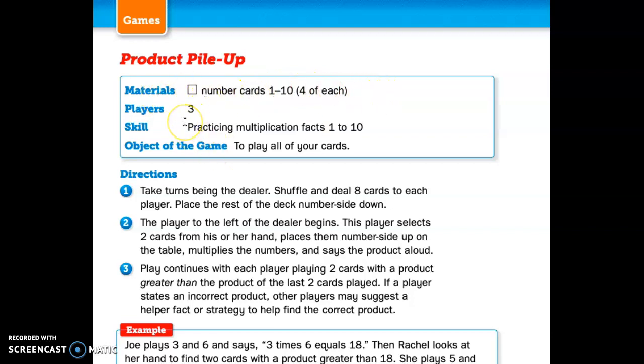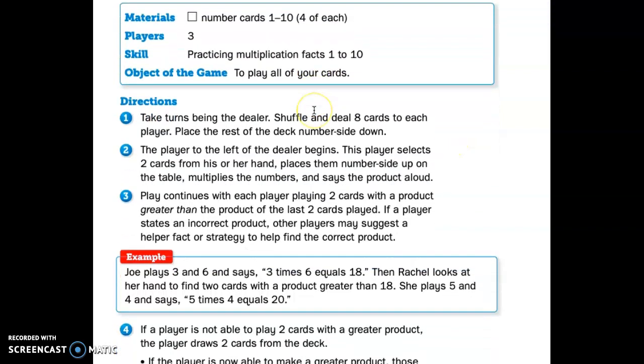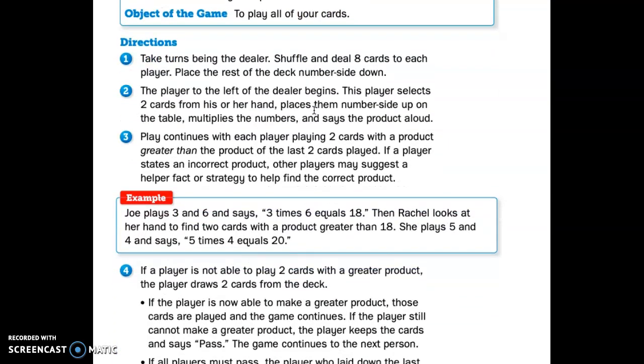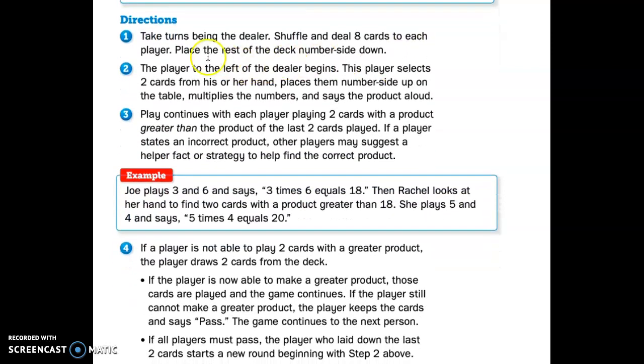Players, you're going to need 3. And we're practicing our multiplication facts 1 through 10. So let's see if we can play all of our cards. It says directions 1, take turns being the dealer. It's always nice to take turns. Shuffle and deal 8 cards to each player. So the dealer gives 8 cards to one person and 8 cards to the other person. Place the rest of the deck number side down. So the rest of the deck goes in the middle and you can't see any of the cards.